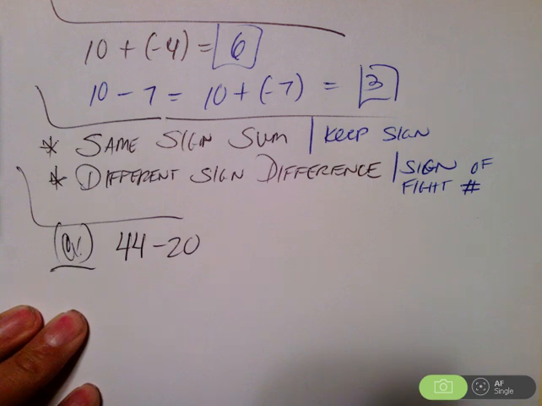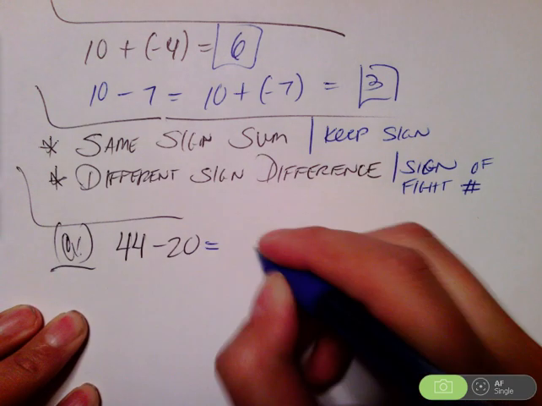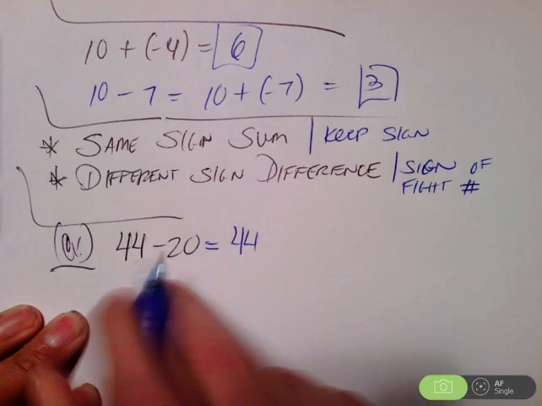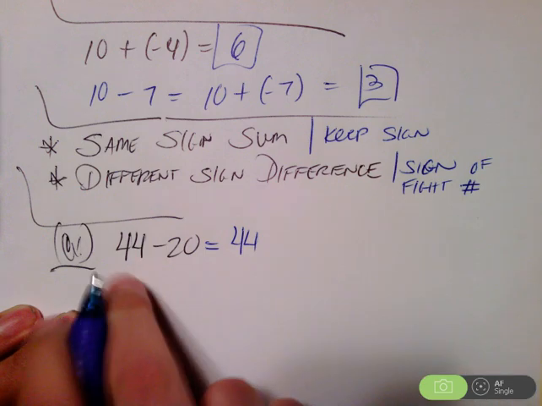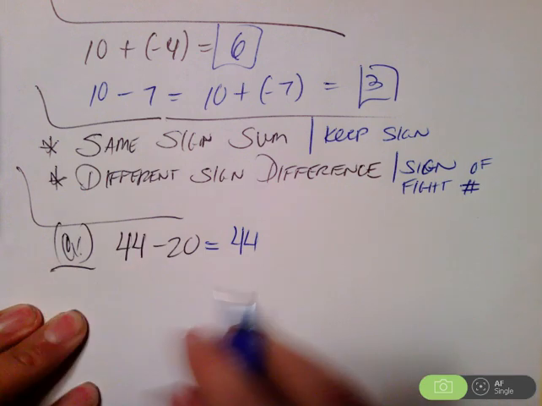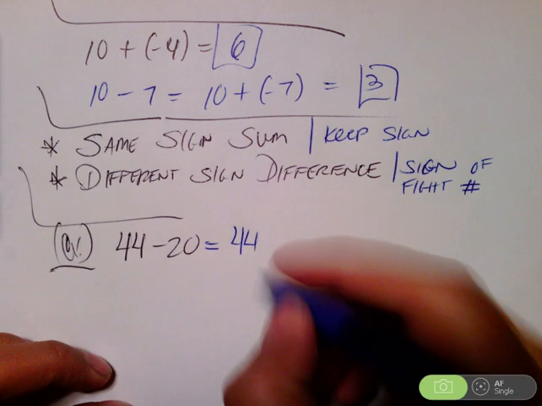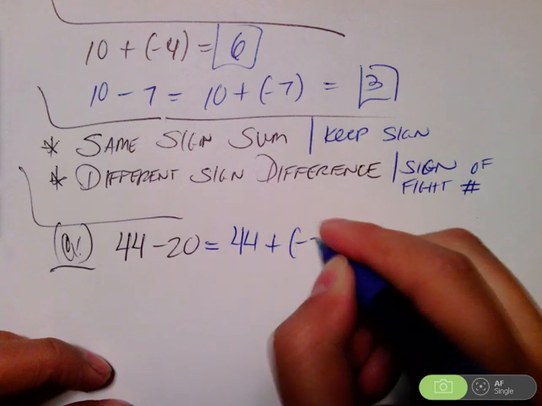But here's kind of just to show you what the actual process is going through in your brain. The answer is positive 24 to this problem. But what I'm going to have students do is change this. You don't have to do it in this one, because the bigger number is positive. This would be 44 plus negative 20.